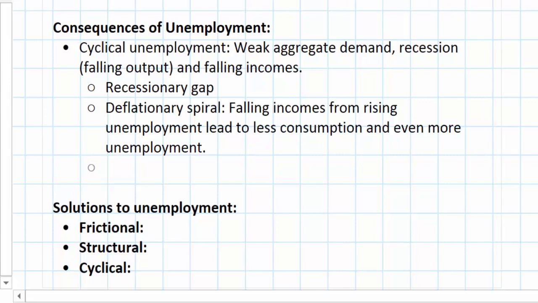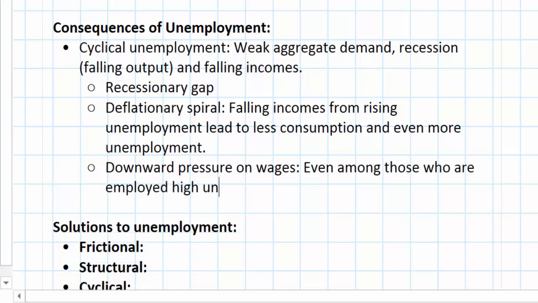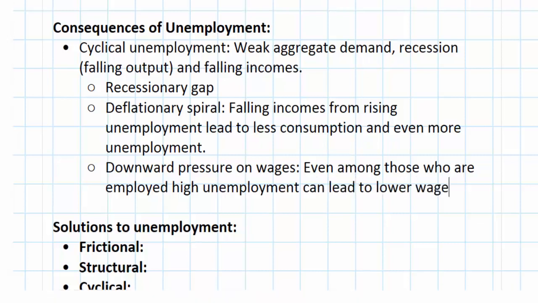Another additional consequence of high levels of cyclical unemployment is downward pressure on wages. Now, you may recall from earlier lessons that if wages fall during a recession, this actually might lead to the self-correction of the economy as firms employ more workers. However, falling wages apply not only to those who are out of work, but to those who are in work as well. So even among those who are employed, high unemployment can lead to lower wages.